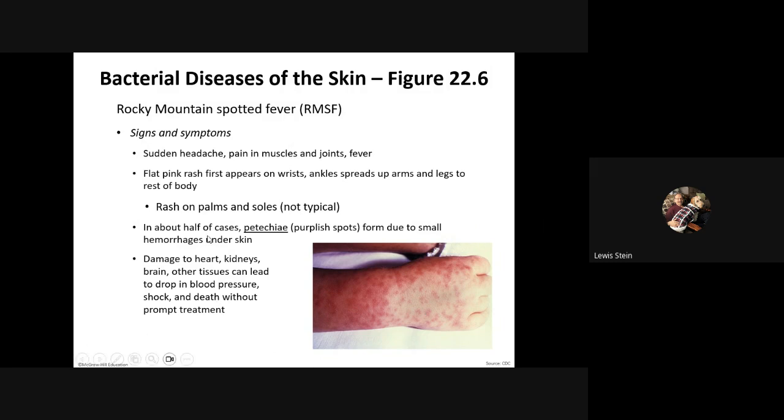These we call petechiae. Petechiae are tiny spots, reddish to purplish, from tiny breaks in the blood vessels under the skin. So it's not really the skin, but it shows up on the skin. And oh boy, without treatment, is this extremely dangerous. Thankfully, antibiotics work pretty well.